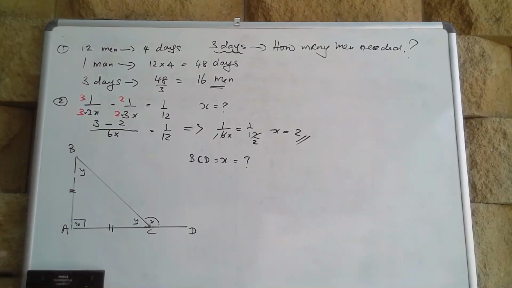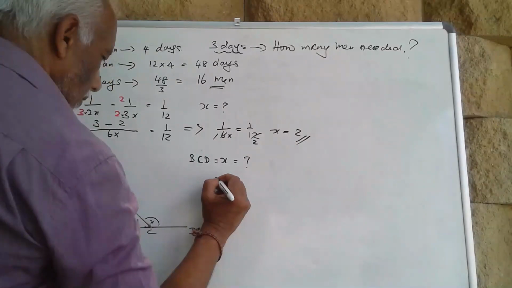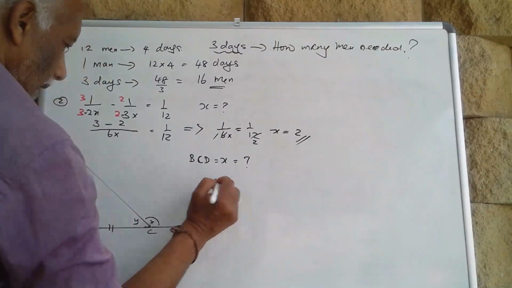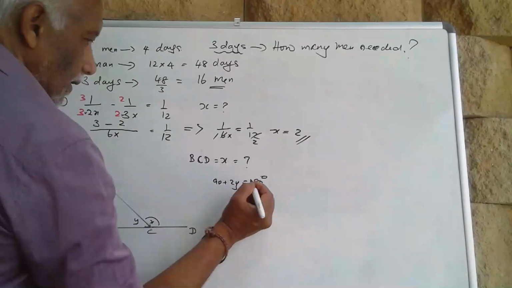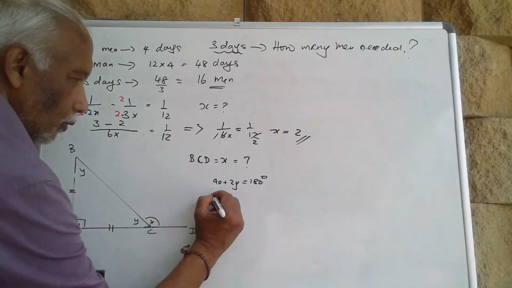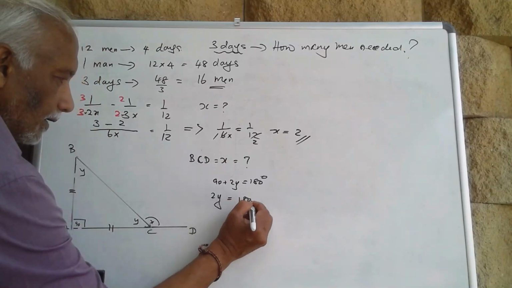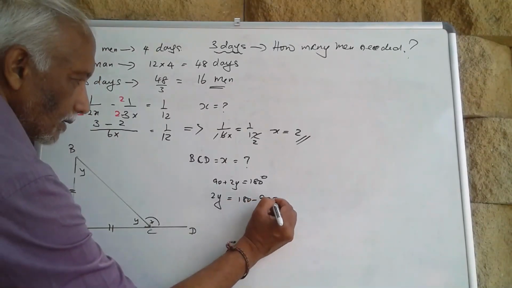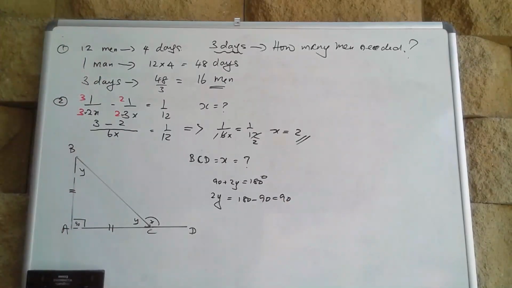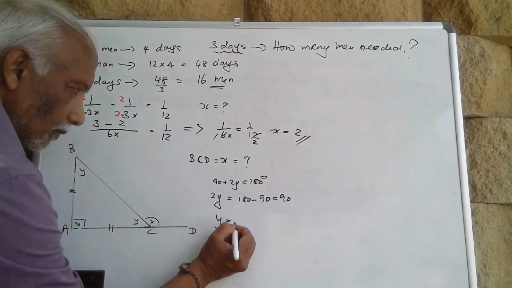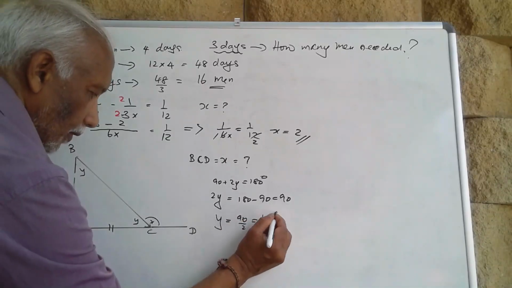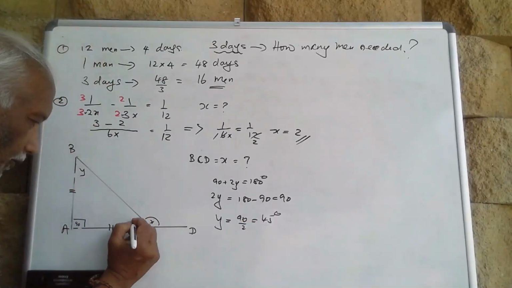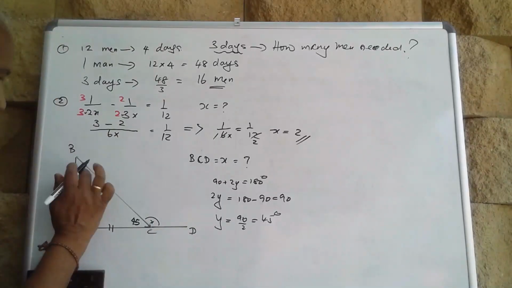If these two are y plus this, it will give you 180 degrees. So 90 degrees plus 2y equal to 180 degrees. 2y equal to 180 take away 90, that's simply 90 degrees. Therefore y must be equal to 90 divided by 2, that's 45 degrees. So I can write this one is 45 and that is 45 too.